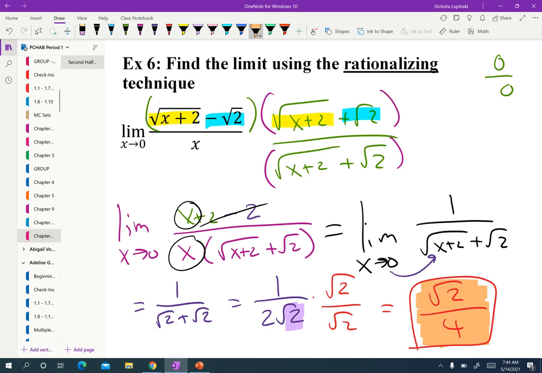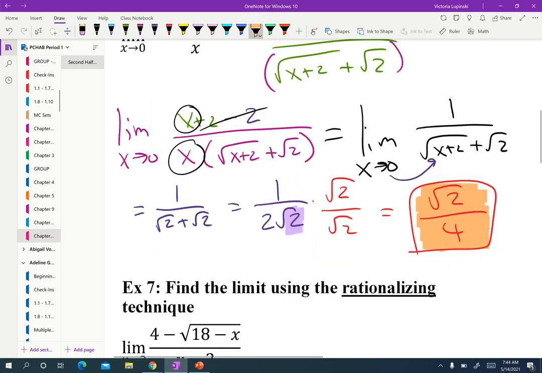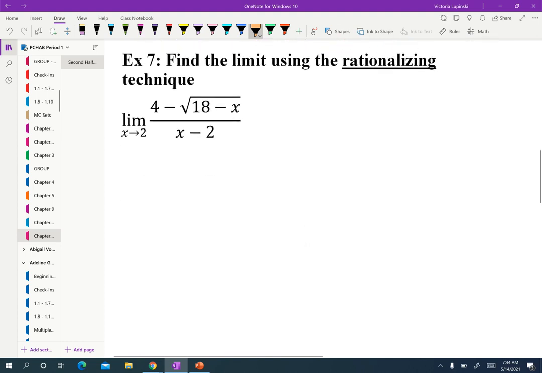So again, the more you do of these, it gets quicker and easier, dare I say it, even fun. So this would be a good time for you to pause and try it. So here, for example 7, go ahead and see if you can find the limit using this technique.